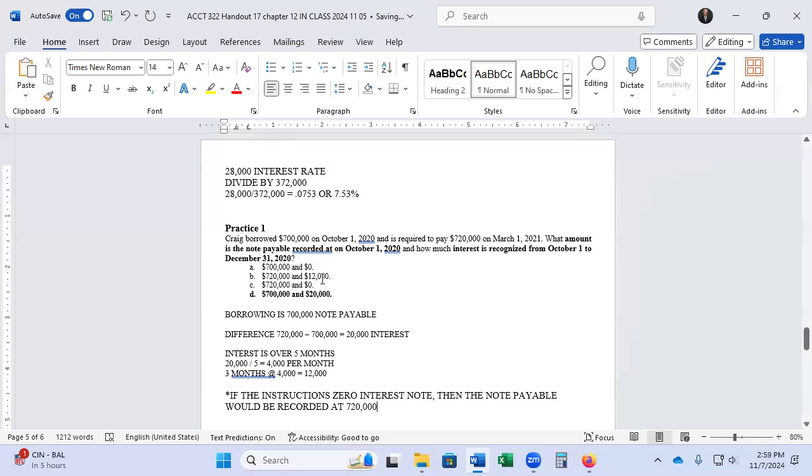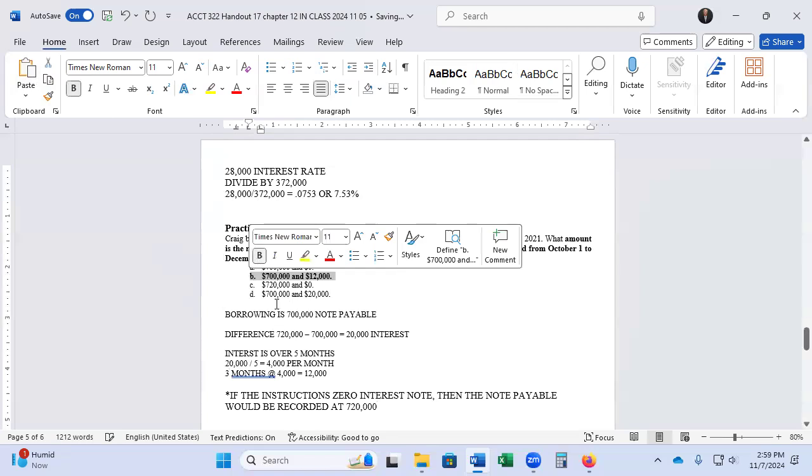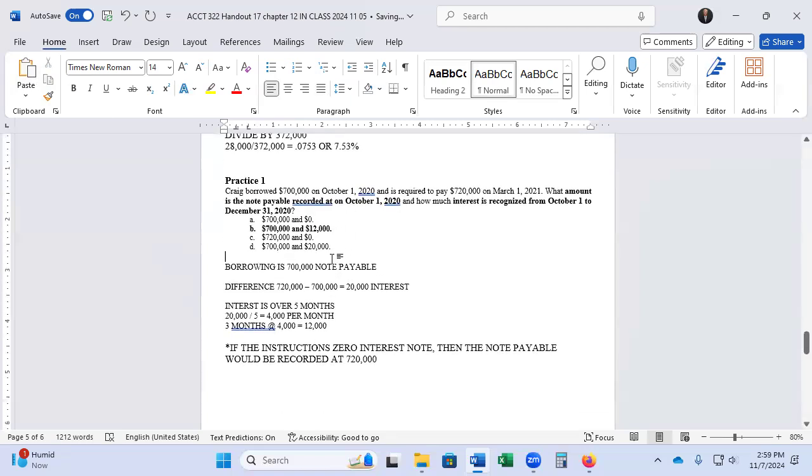The answer is 12. Oh, I'm sorry, it's supposed to be 12,000. Yeah, I was right. Okay, I'm sorry, this is supposed to be 700,000. I was right. I knew there was an error on the sheet, I just missed it. So 712,000. Now, if the note was non-interest bearing, then it would be the 720. Any questions?